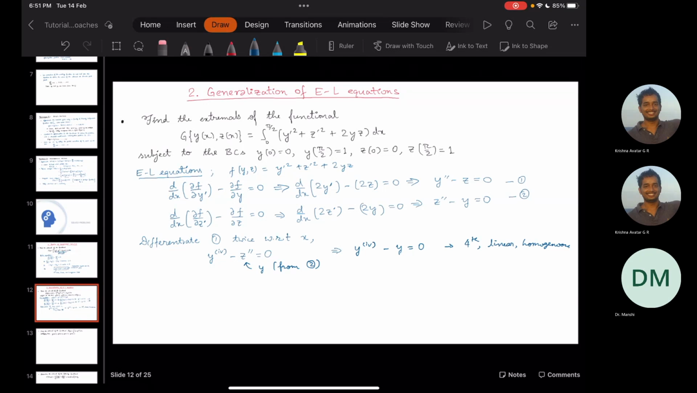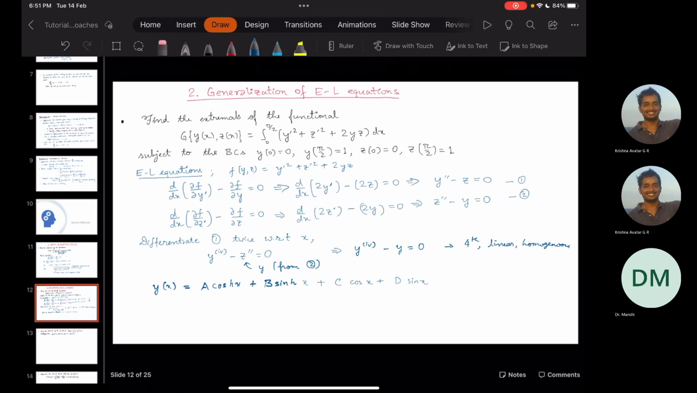I'll just take the final expression for the solution, which is y of x is equal to a cosine hyperbolic x plus b sine hyperbolic x plus c cosine x plus d sine x.